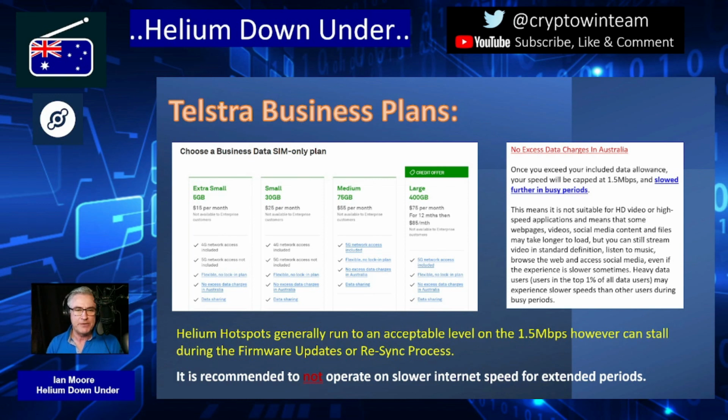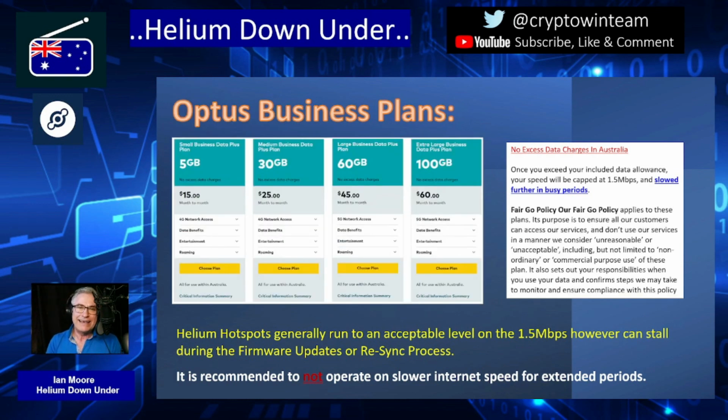What about Optus? Optus is very similar to Telstra. They have a 5 gig plan for $15 a month, 30 gig for $25, 60 gig for $45, or 100 gig for $60. If you think back, the Telstra plan is actually far better value when you start talking about the large or the extra large data plan.